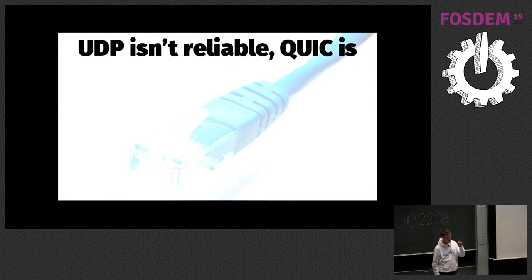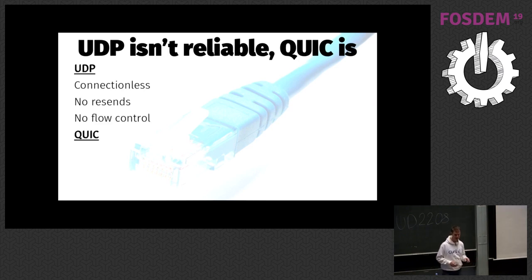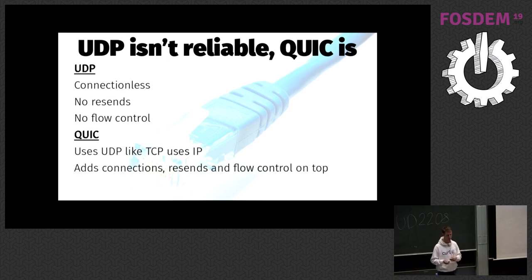I want to emphasize that QUIC is on top of UDP, and UDP isn't reliable. You all know that. I just want to say it because when I talk to people and say it's done over UDP, then people say, that's not reliable. There's no flow control and congestion control and things like that. And no, that's not available in UDP. But QUIC is not UDP. QUIC is a transport protocol on top of UDP. So all this resending, flow control, and everything is done on top of UDP.